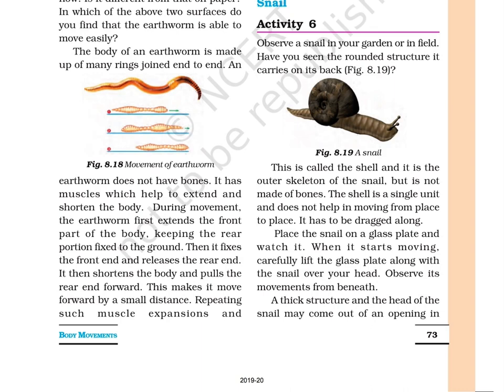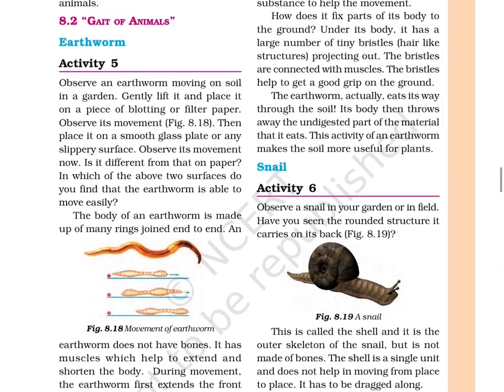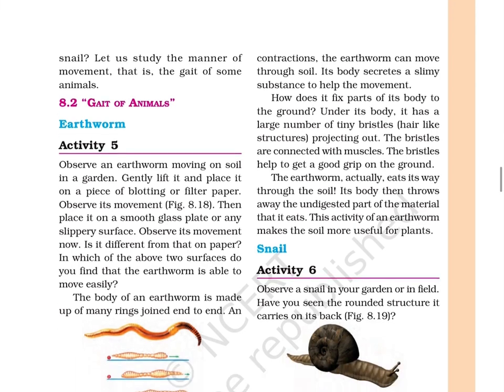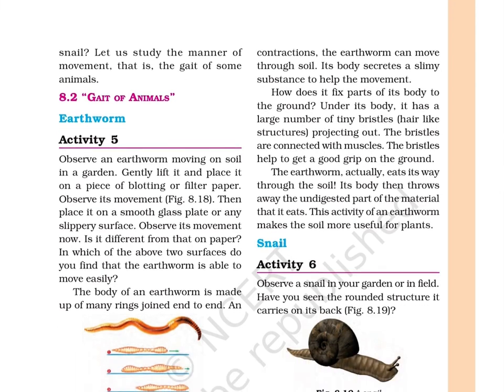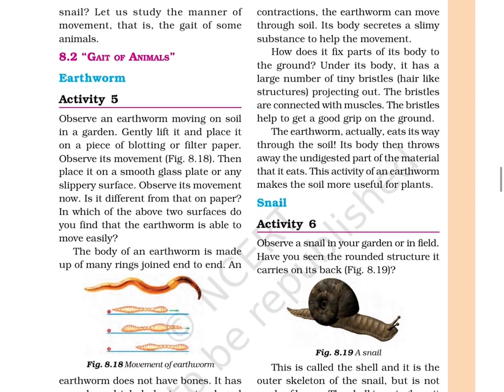Repeating such muscle expansions and contractions, the earthworm can move through soil. Its body secretes a slimy substance to help the movement. Figure 8.18 shows movement of earthworm. How does it fix parts of its body to the ground?